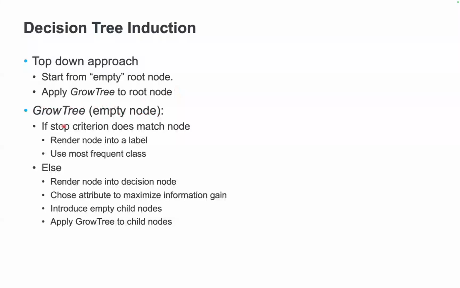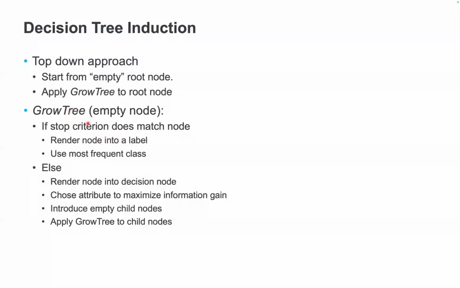Now, there may be a stopping criteria. I check this. Let's talk about this in a slide later. And if the stopping criteria applies, I just say what is now the most frequent class, and that's the kind of label that I will give to this node.